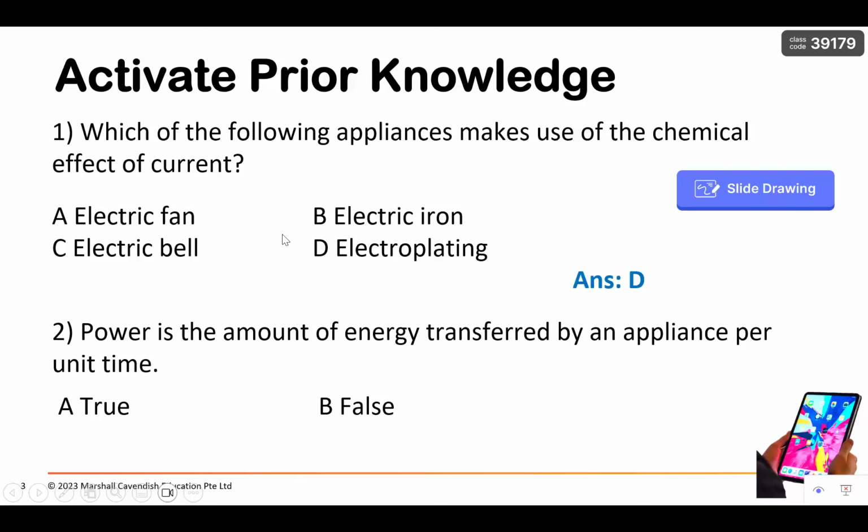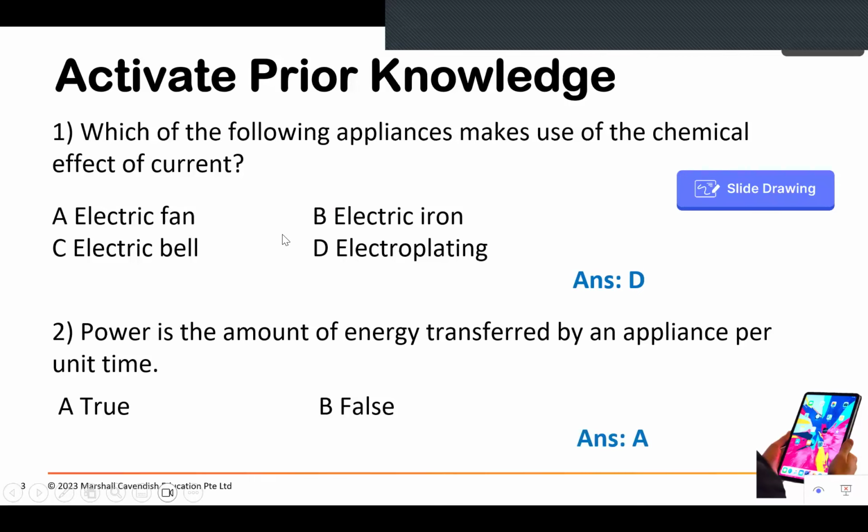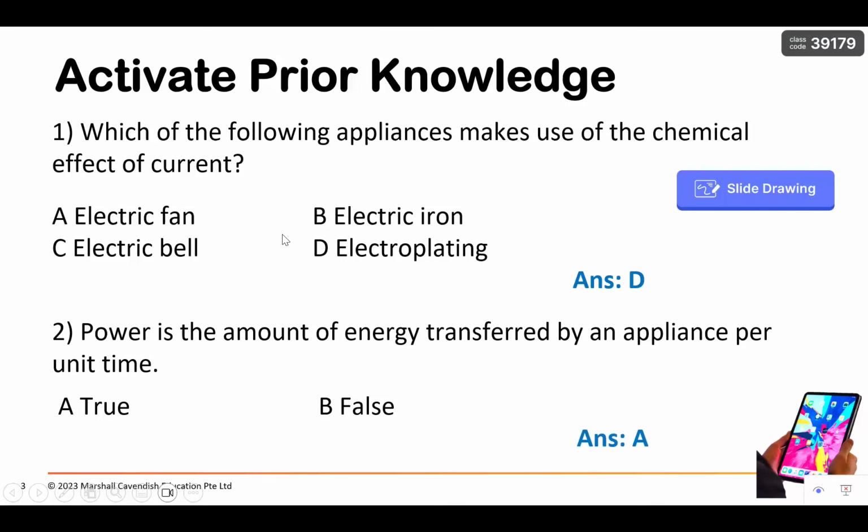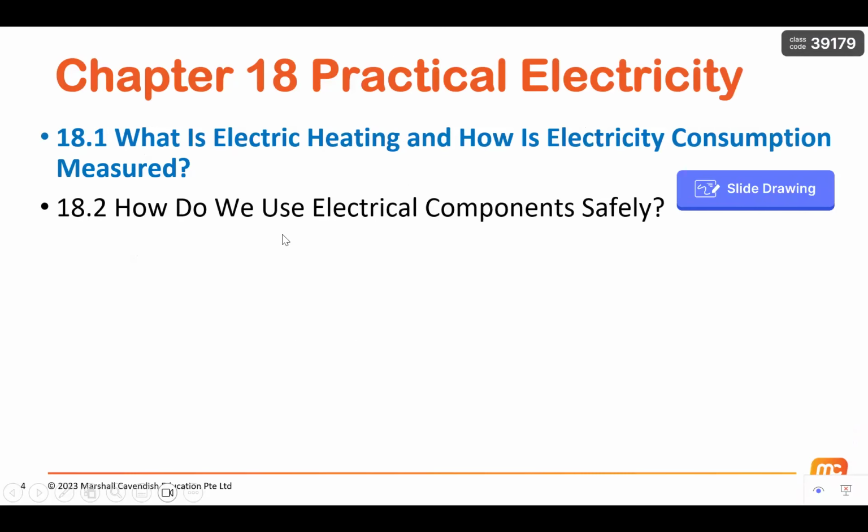Next, question number 2, power is defined as the amount of energy transferred by an appliance per unit time. The answer is true. Okay, power is defined as the rate of energy conversion per unit time, or the rate of energy used up by appliances per unit time.